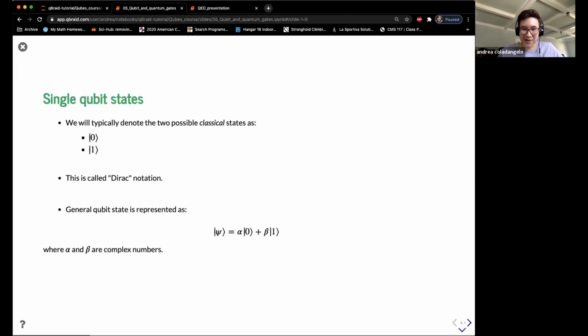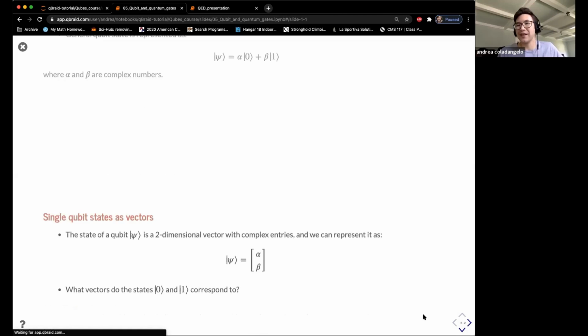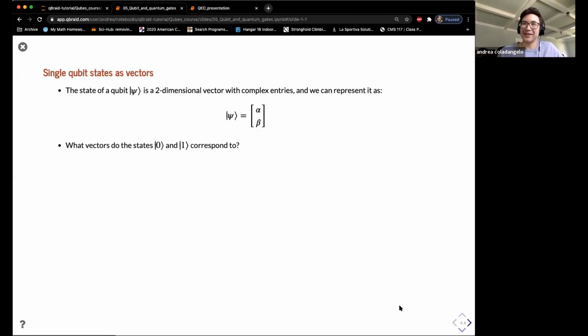As usual, you should ask questions in the chat, or you can also speak up. So the state of a qubit is specified by these two complex numbers, alpha and beta. Mathematically, since it's specified by these two complex numbers, it can be represented as a two-dimensional vector with complex entries, and we represent it as you can see here. So formally, the state of a qubit is nothing but a two-dimensional vector with complex entries, alpha and beta. Yes, complex entries, not real, right?